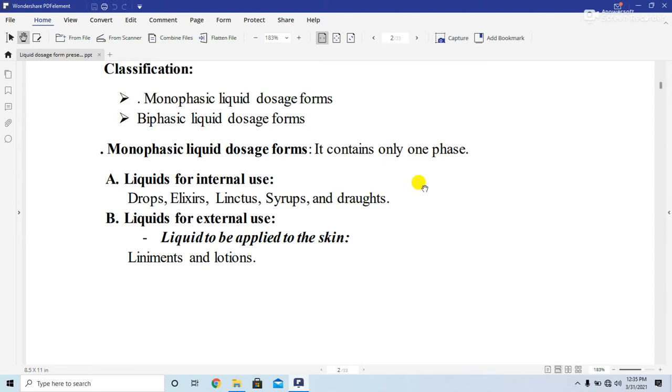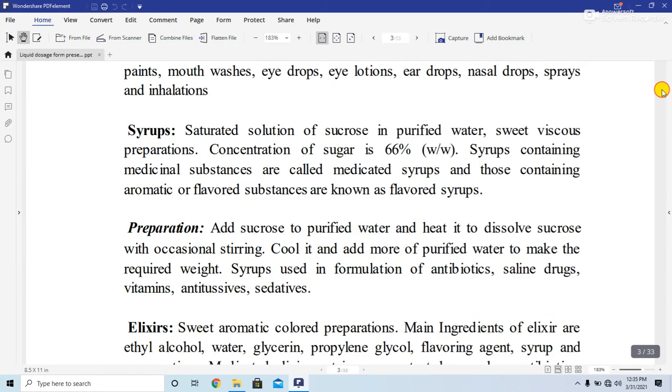While the second one is liquids for external use. Liquids for external use are liquids to be applied to the skin. For example, there are certain medications which are available in the form of liquid which can be directly applied on the skin, for example liniments and lotions. These are topical applications, but liquid dosage forms.